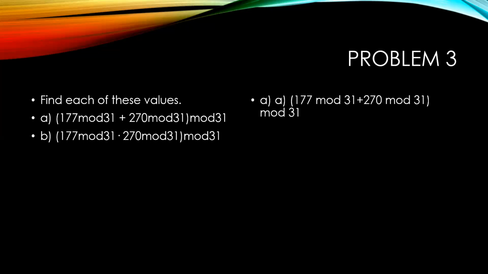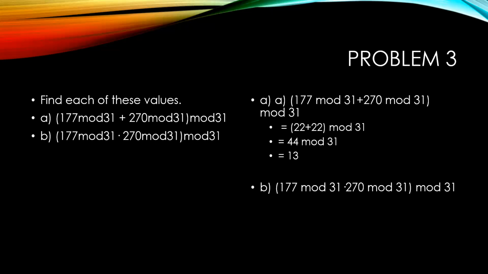So for letter A, we're going to evaluate first 177 mod 31. What is the result? What is the remainder? And same as with this. So the remainder for the first is 22, and for the second is also 22. Then add them, then apply mod 31. The result is 13. So that will be the answer for letter A.